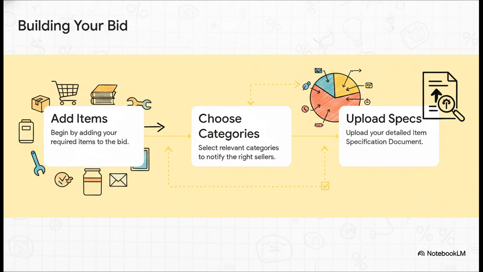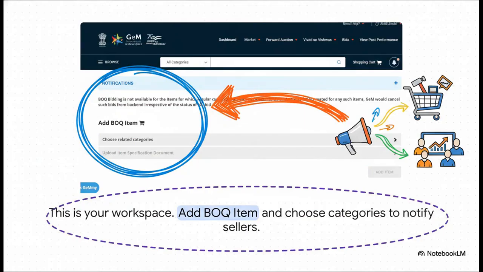This is where you'll add all your items one by one, pick the right categories so the right sellers get notified, and then upload a detailed document that spells out exactly what you're looking for. And this screen right here, this is your command center. You'll use that Add BOQ item section to build out your master list. And choosing the right categories is so important. That's how the system knows which specialized sellers to ping, which is how you get the best, most competitive bids.